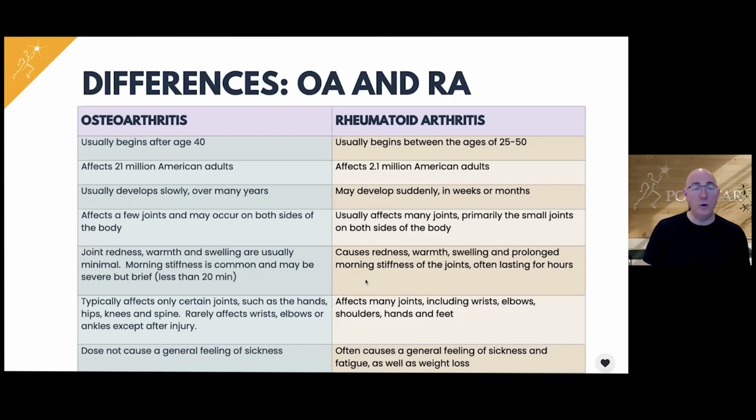Osteoarthritis typically affects only certain joints, such as the hands, hips, knees, and spine, where the rheumatoid arthritis affects a few more joints, right? So the wrists, the shoulders, the hands, and the feet that we wouldn't see so much with osteo. And the last thing here is that osteoarthritis does not cause a general feeling of being sick. It's not a systemic disease, it's just wear and tear, compared to rheumatoid arthritis, which is a systemic disease and can often lead to sickness and fatigue and weight loss as it pertains to the disease.